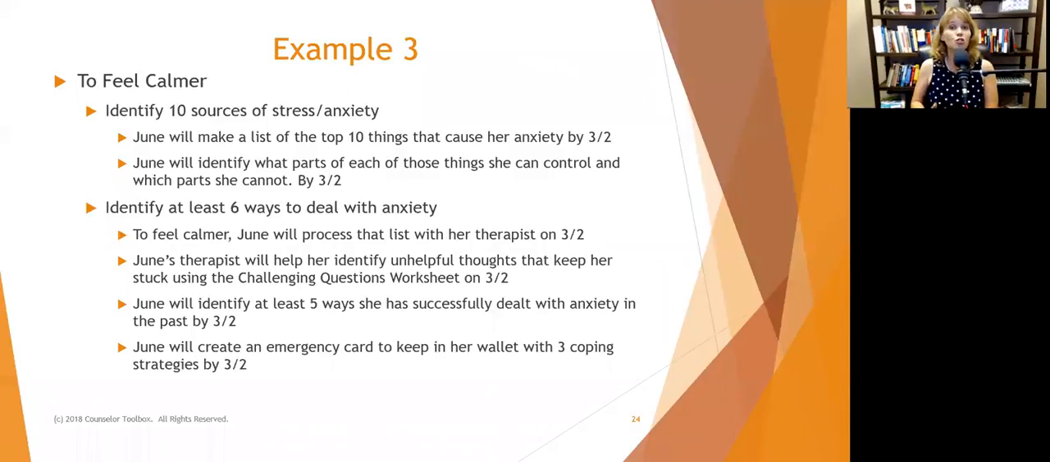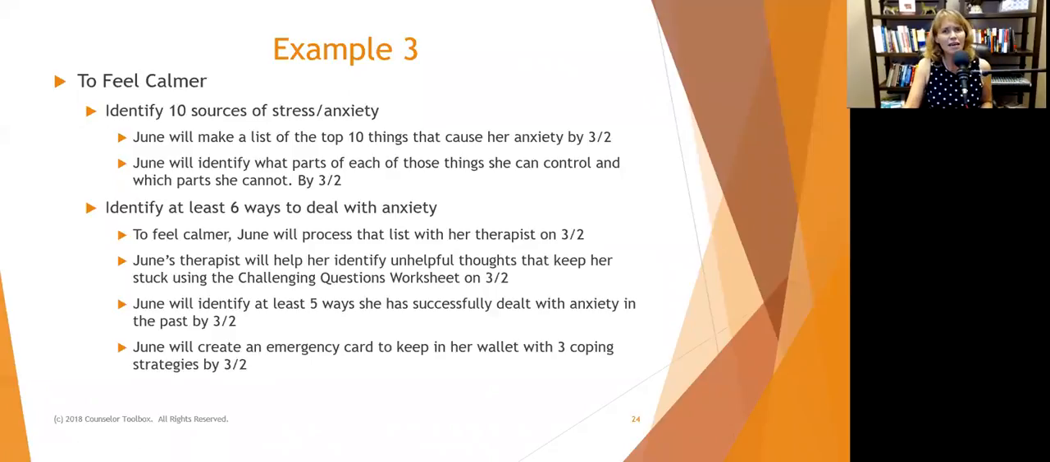We know who's going to do what and exactly what's going to happen. June will create an emergency card to keep in her wallet with 3 coping strategies by March 2nd. Clients can do multiple things between sessions. They've got 6 days. So don't be afraid to give them multiple little short things to do, because it keeps them focused and it can help them feel empowered, like they're making forward progress towards achieving their goal.